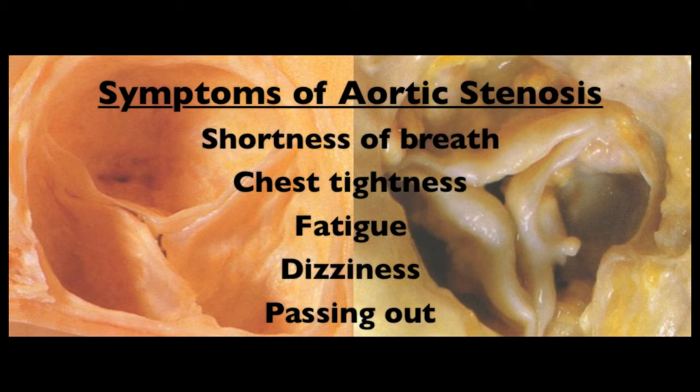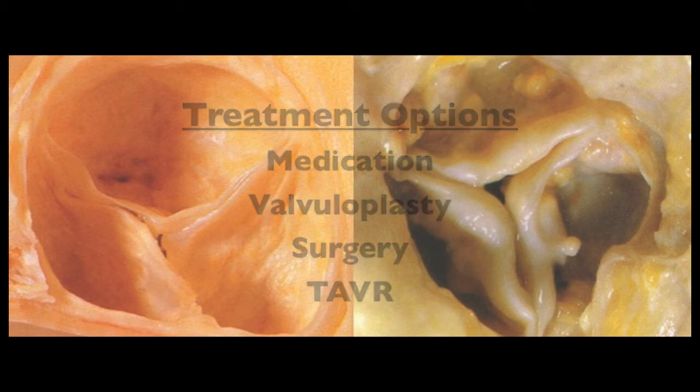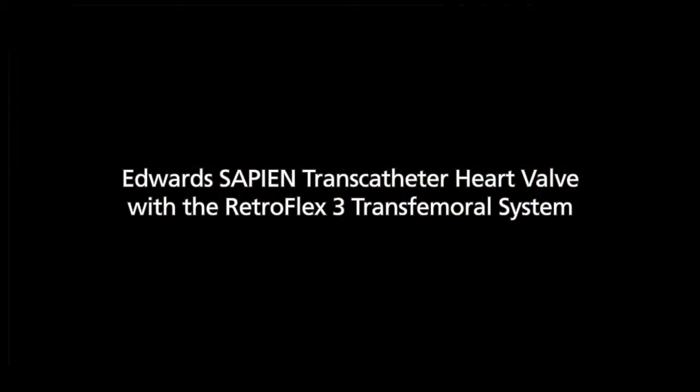When patients present with symptomatic aortic stenosis, their therapeutic options are relatively limited and include medications, valvuloplasty or dilatation of the valve with a balloon, surgical valve replacement, and more recently TAVR. TAVR can be done via the femoral arterial approach, which we're going to talk about here, and also the transapical approach, which is addressed in a different video.